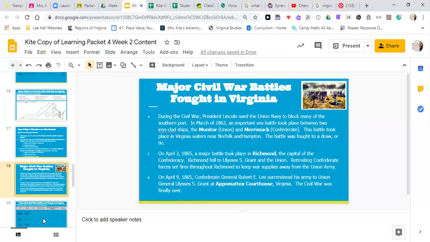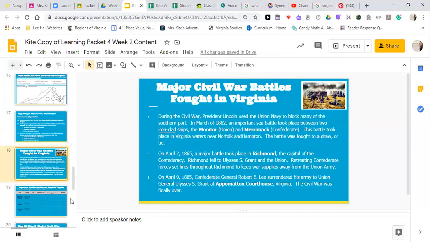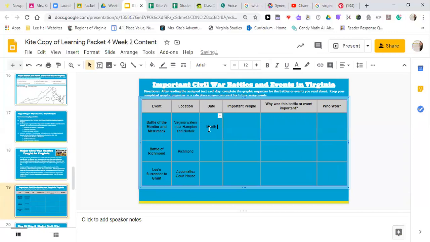So over here, when we're filling out the graphic organizer, the date of the Battle of the Ironclad Giants, there's no day here, so it is going to be a month and a year. So make sure you put the month and year there. And here, the important person in this one, there's only one person mentioned. That would be President Lincoln. All right, why was this battle important?